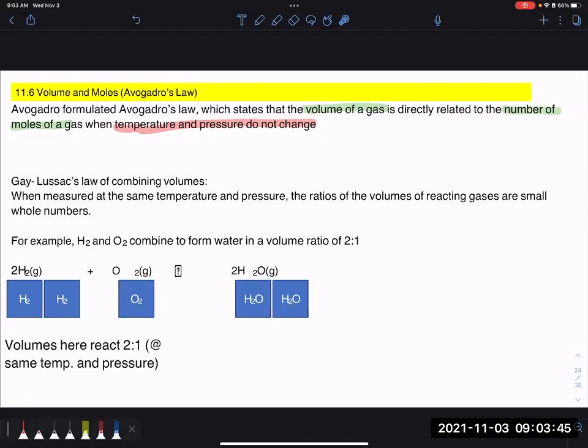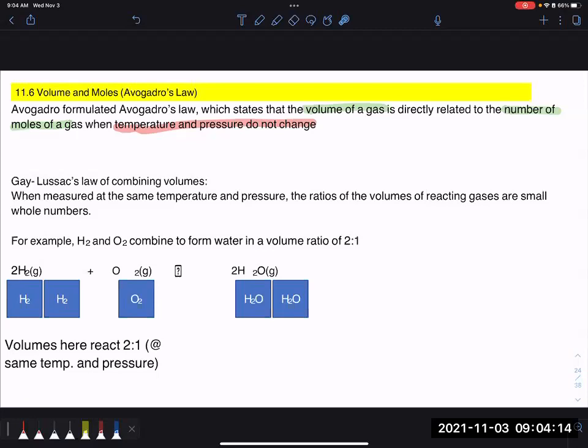When measured at the same temperature and pressure, the ratios of the volumes of reacting gases are small whole numbers. All right, that's a lot to digest. So for example, hydrogen and oxygen combine to form water in a volume ratio of 2:1.